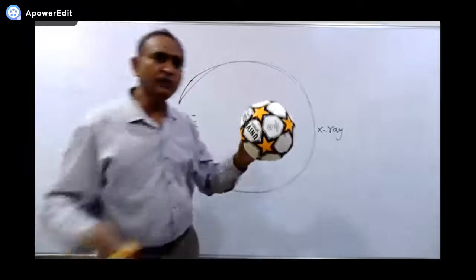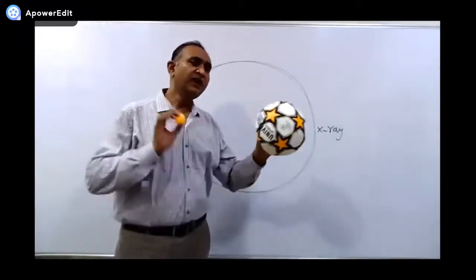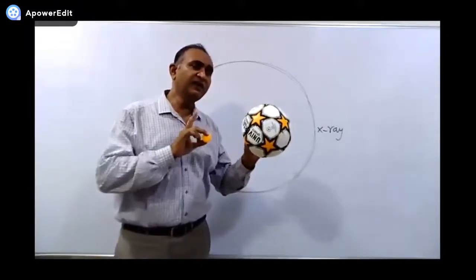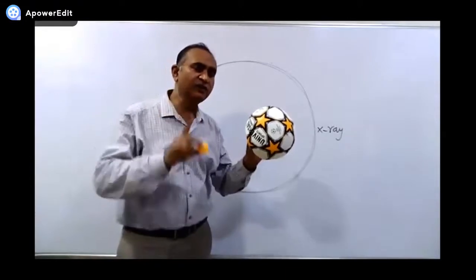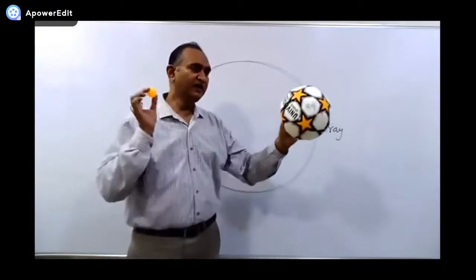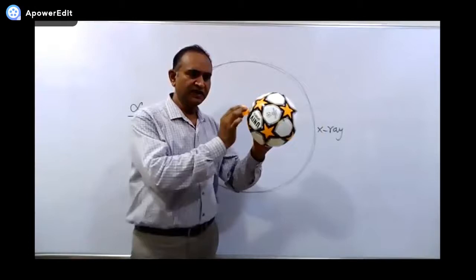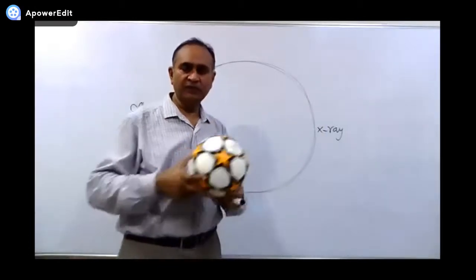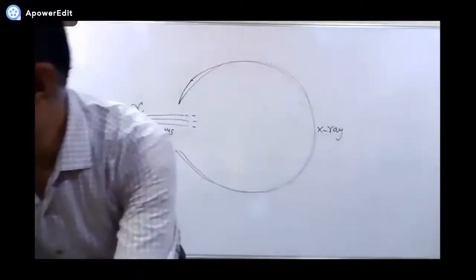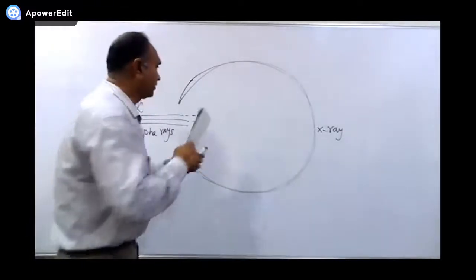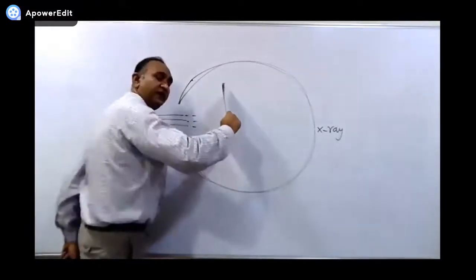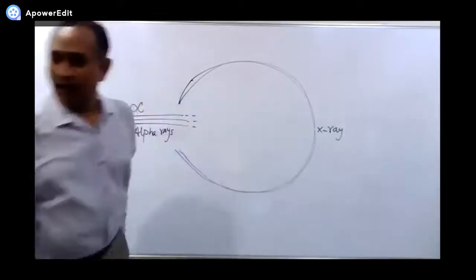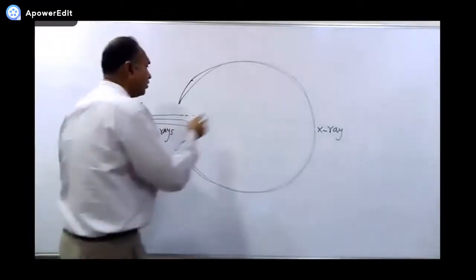So according to the concept of Rutherford, what was he thinking? That if J.J. Thomson is right, then these alpha particles will hit and will go back. So what he did, he put a gold foil over here. Okay? So I'm putting a gold foil over here.